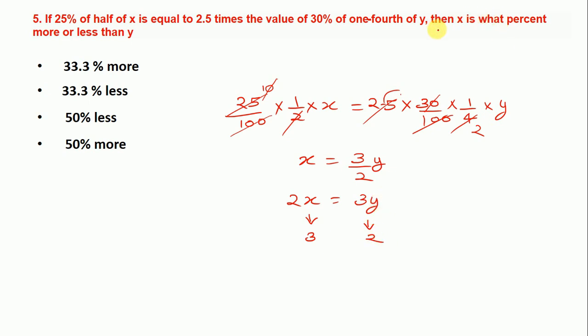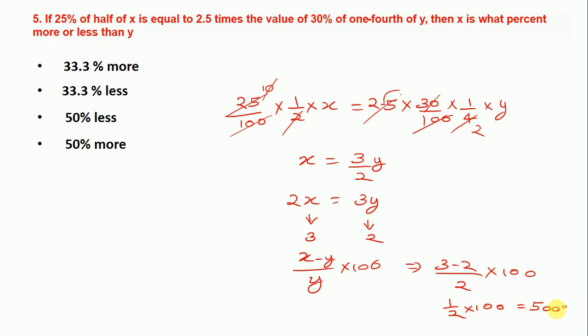It has been asked in the question, x is what percent more or less than y. It can be found this way. So 3 minus 2 divided by 2 multiplied by 100, it will be 1 by 2 multiplied by 100, which is equal to 50% more. 50% more will be your answer. Option D is correct. Now question 6th.